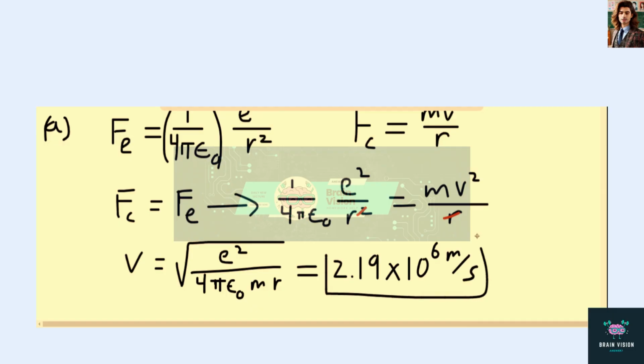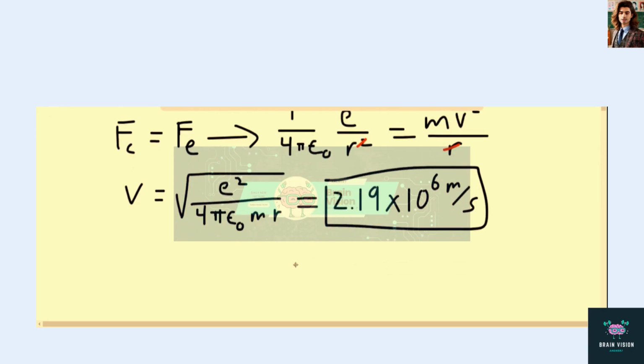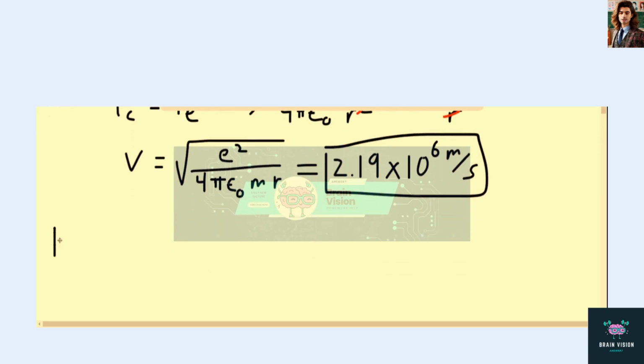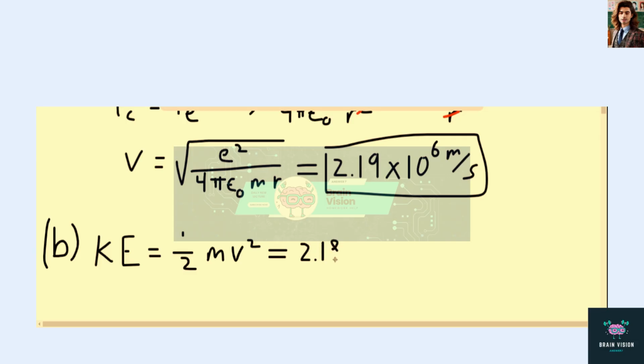Part B wants us to find the kinetic energy of this electron. So kinetic energy, which we're going to call Ke, is of course equal to 1/2 m v squared, where m is the mass of the electron, once again in kilograms, and the speed is the speed that we found in part A. So plugging these values in, we find that the kinetic energy is equal to 2.18 times 10 to the minus 18 joules.